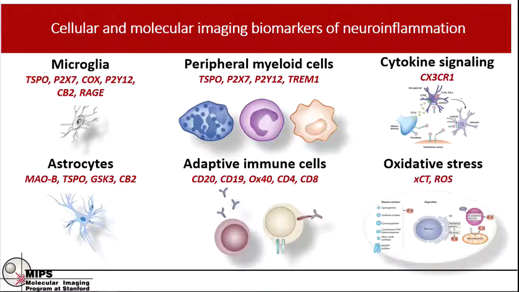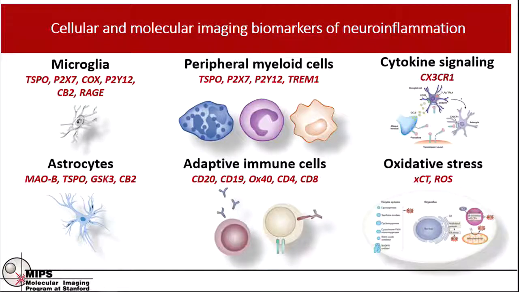And there are also ways that we can image cytokine signaling. So there are imaging agents for TNF-alpha, for CX3CR1. I don't have time to talk too much about that today. There's also a lot of interest in being able to image various aspects of oxidative stress. So lots of different ways for looking at reactive oxygen species and xCT, which is a cysteine glutamate antiporter. There's an imaging agent for that, FSPG. It's been used to image a lot of cancer. It's also really an interesting imaging agent for looking at neuroinflammation and oxidative stress.